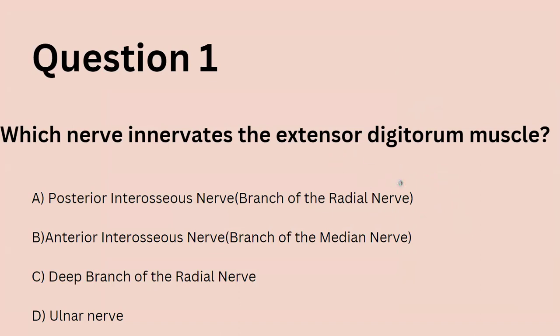Okay, so we have just the last two questions. I'm going to give you 10 seconds to answer each question, and then I'm going to show you the answer. Which nerve innervates the extensor digitorum muscle? Is it A, the posterior interosseous nerve? B, the anterior interosseous nerve? C, the deep branch of the radial nerve? Or D, the ulnar nerve?